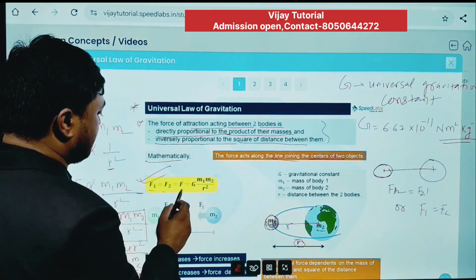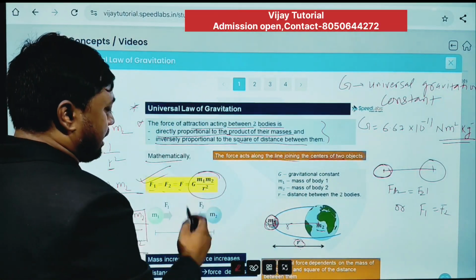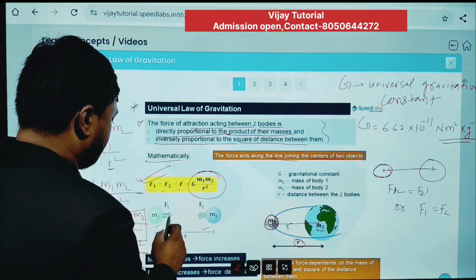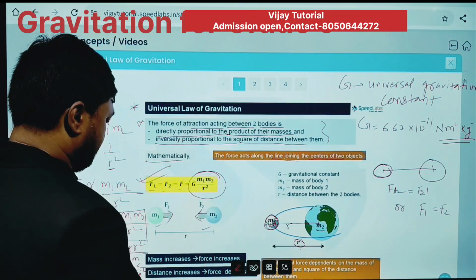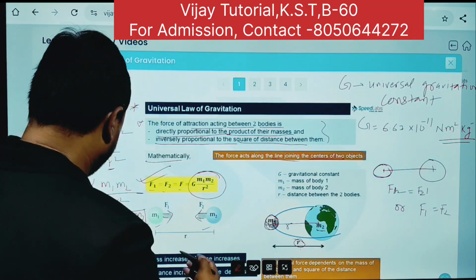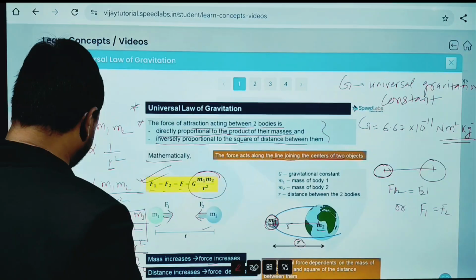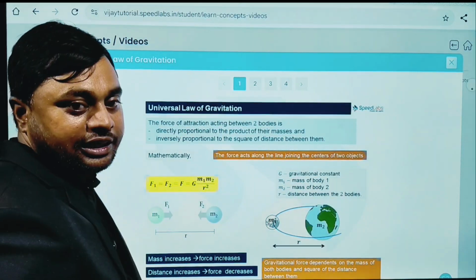So F1 = F2 = F, which is equal to capital G m1 m2 by r square, yes or no? So you can see here, the nature of the force is what? Attractive. Is it clear? If the mass increases, the force increases, and if the distance increases, the force decreases.